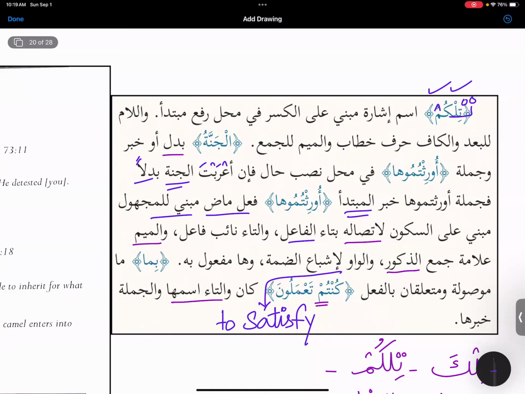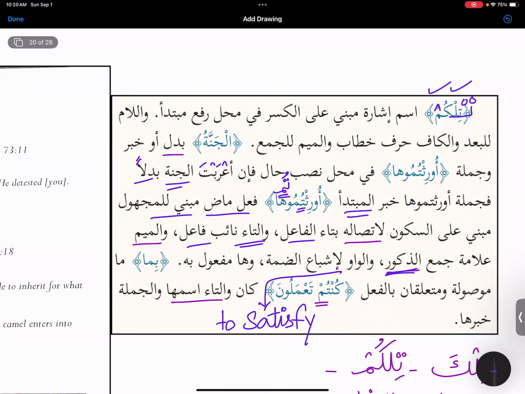So what they are saying, this ta over here, this is the fail. Not tum, like we used to say to make it easy, but actually they are breaking this one even down. So ta is the naib fail, and what is this meem? Meem is alamate jama az-zakur, masculine. This is a broken plural.